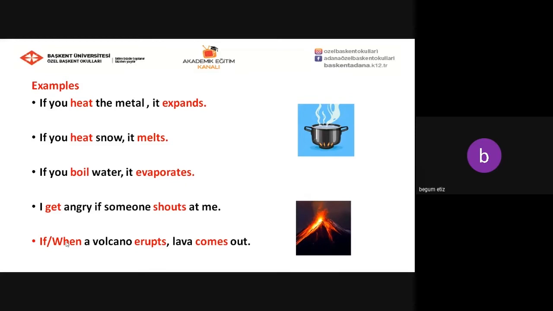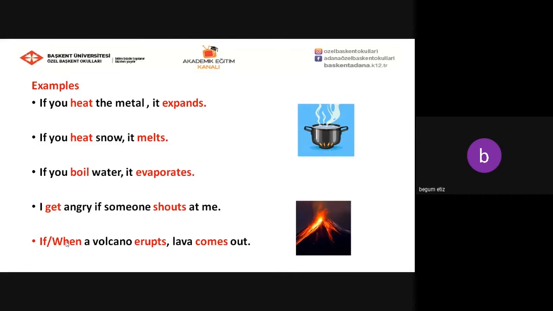Okay, let's examine several examples about zero conditional. Let's start with the first one. If you heat the metal, it expands. If you heat snow, it melts. If you boil water, it evaporates. I get angry if someone shouts at me. If or when a volcano erupts, lava comes out.